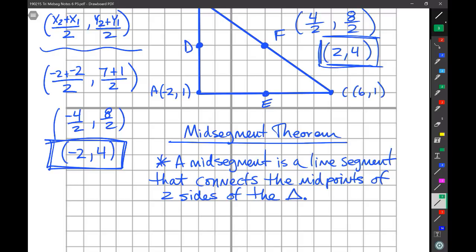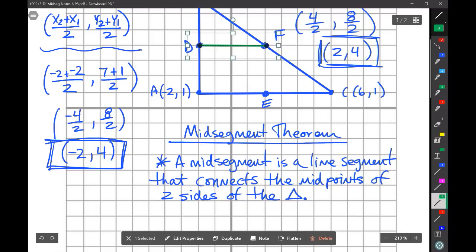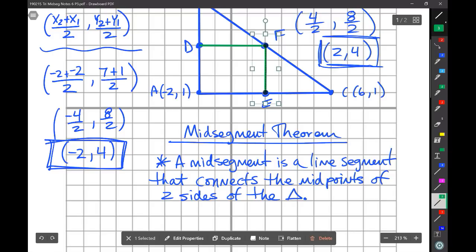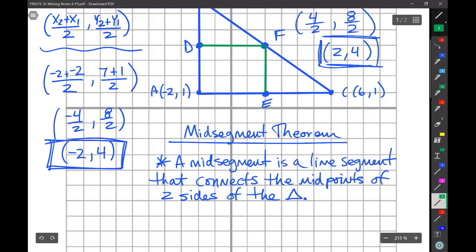But one midsegment would be segment DF. That would be a midsegment. It's a line segment that connects 2 midpoints on the triangle. Another midsegment that exists in this triangle would be from F to E. That's also a line segment that connects 2 midpoints. And the third midsegment would be from D to E, like that.